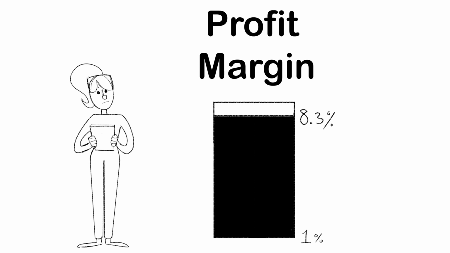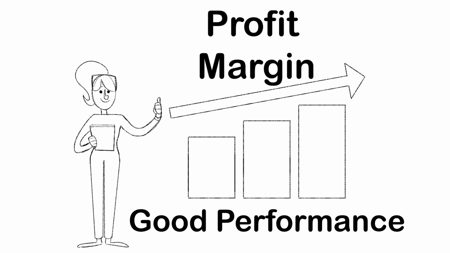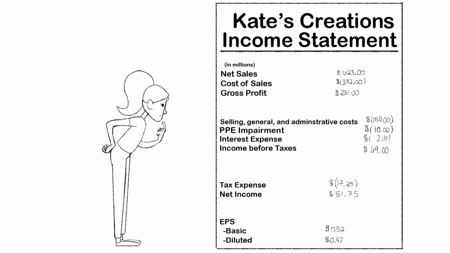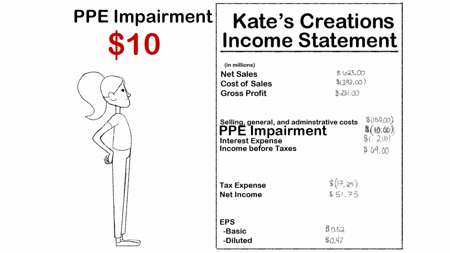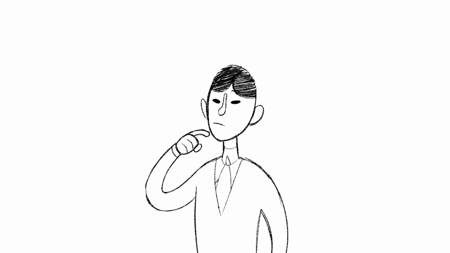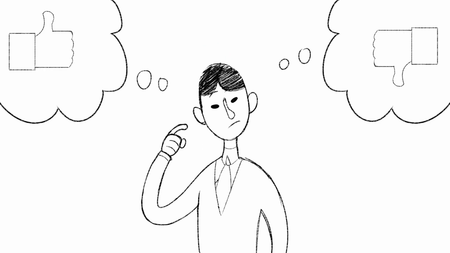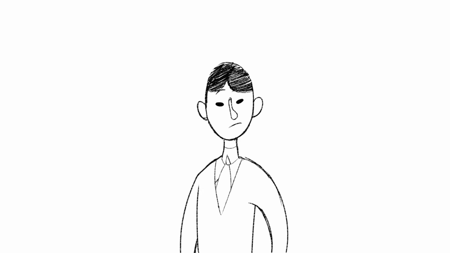Because profit margin is a measure of profitability, a profit margin at the top end of the industry average is a signal of good performance. We could also examine other elements on the income statement to see if we can garner any additional information. Notice that Kate's Creations reports a $10 million impairment loss on PP&E. Impairments are typically considered indicators of poor performance. We have one good signal and one bad, making it difficult to know if we should invest in Kate's Creations. There are many next steps we could take.